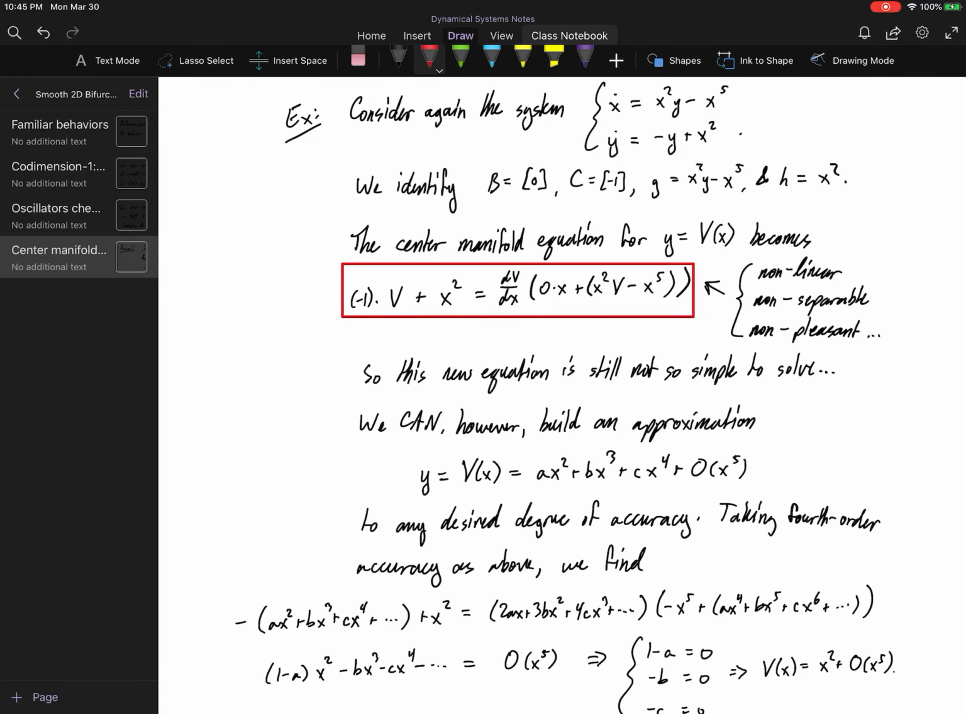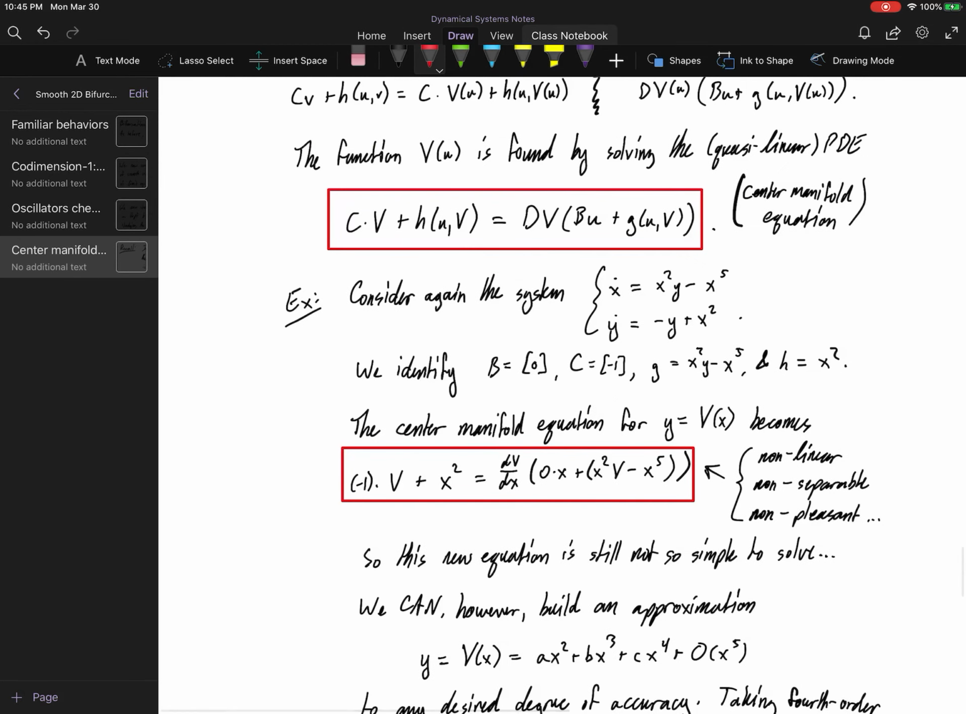So go back to this original system. Go back to x dot is x squared y minus x to the fifth, along with y dot is minus y plus x squared. And if I keep that equation on the screen, then we can identify B has to be the center piece. Or sorry, not the center piece. Yeah, the center piece. It's got to be this little bit of the center manifold equation. It has to correspond to the centerpiece of the fixed point. C is going to correspond way over here on the other side.